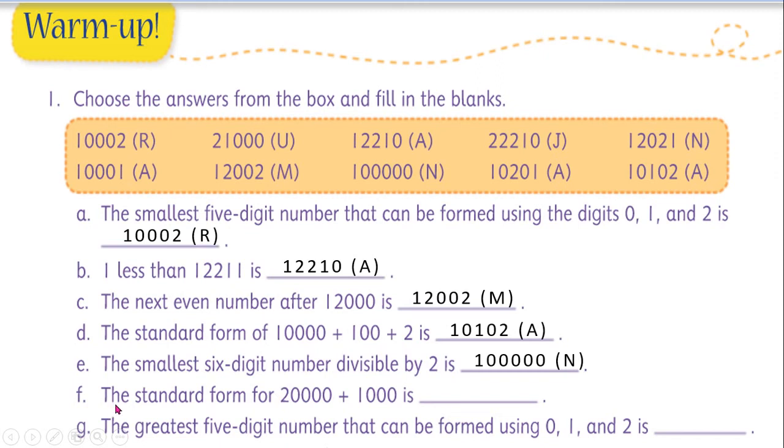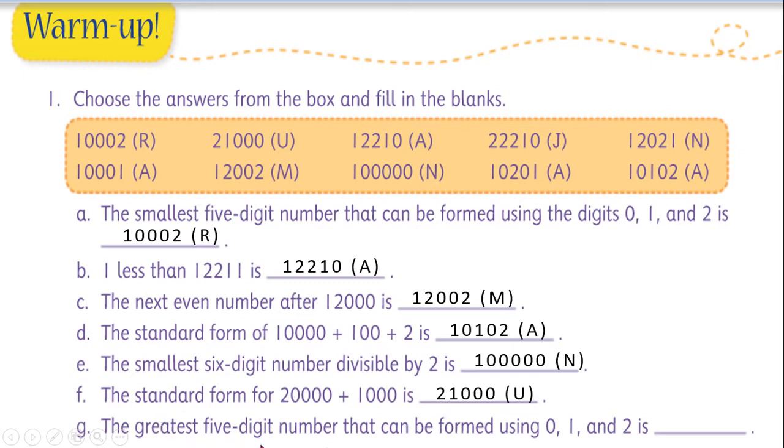F. The standard form of 20,000 plus 1,000 is 21,000. 21,000 is found here. Letter U is given there. Let us retain that as it is.